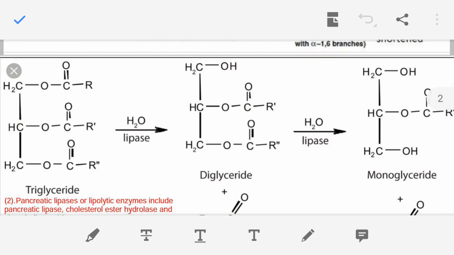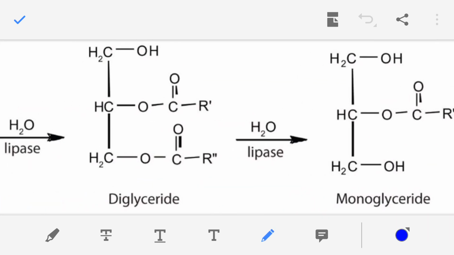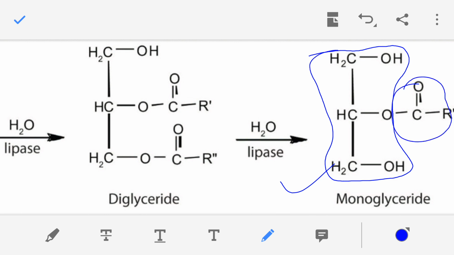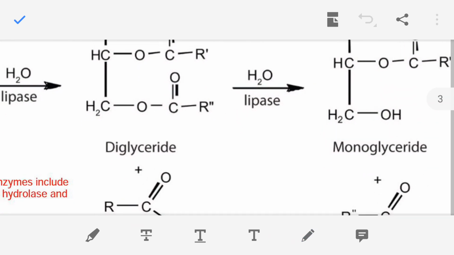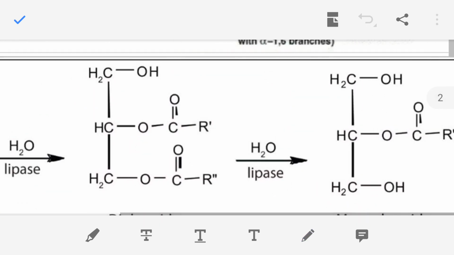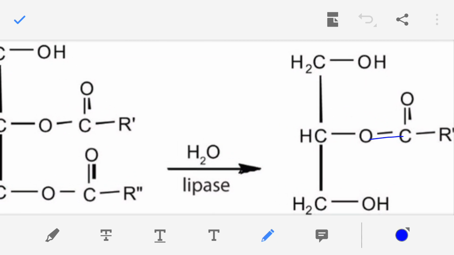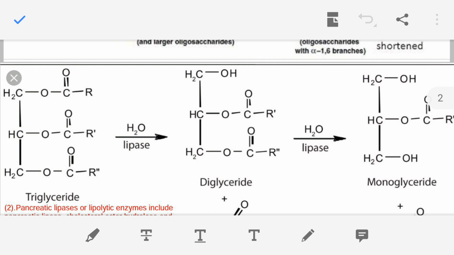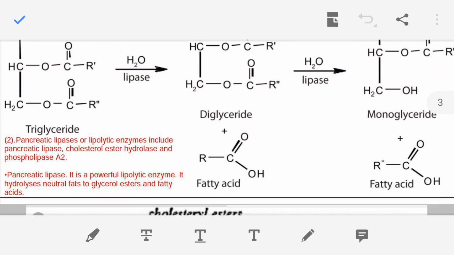Okay, so now we are having the monoglyceride. In monoglyceride you can see there is one glycerol molecule attached with one fatty acid. If this monoglyceride is further acted upon by lipase, this last fatty acid will also be removed. This bond, the ester bond, will be broken down, and ultimately we will have the glycerol and the fatty acid.